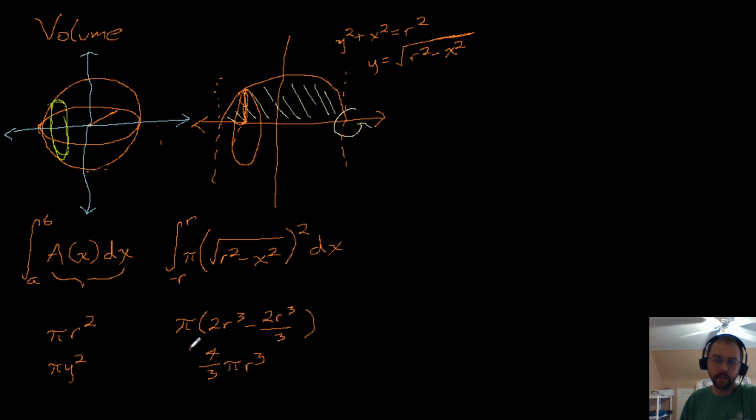And you can look this up, or maybe you have it memorized. 4/3 pi r cubed is the formula for volume of a sphere. So there's one way to calculate volume, and when you're learning this, this would be called the disk method.